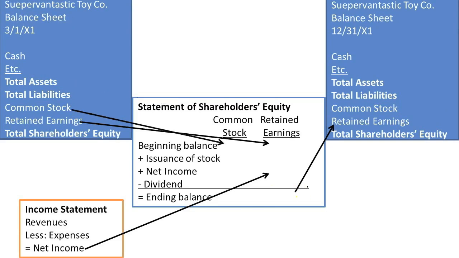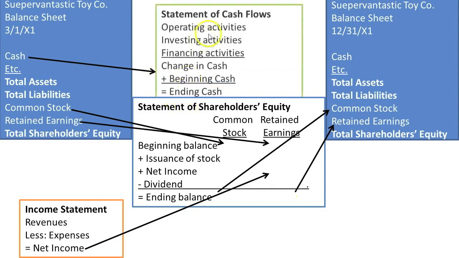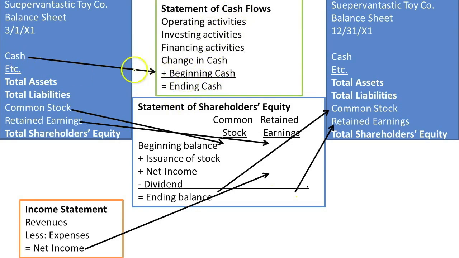Common stock the same. We take the beginning common stock. We might have issuances of common stock, for example, to get to our ending common stock, which goes on the balance sheet. Changes in the cash account can be explained by the statement of cash flows. We take the beginning cash, add to it all the changes in cash from the year to get to the ending cash, which goes on the balance sheet. This here in the middle is called articulation. The balance sheet from one period articulates to the balance sheet at the end of the period using these other statements that explain the changes.